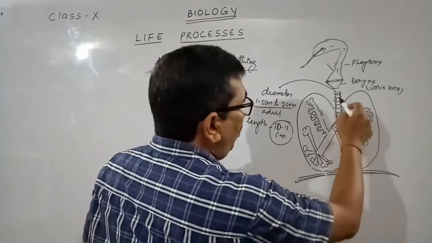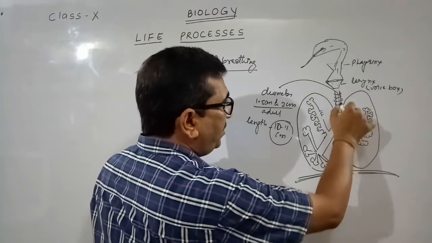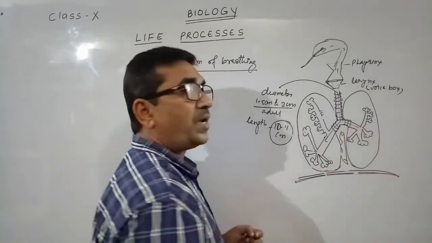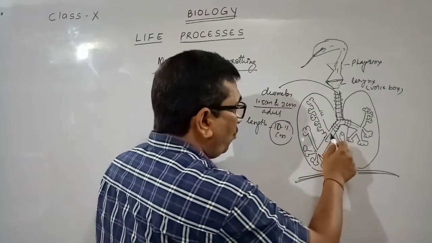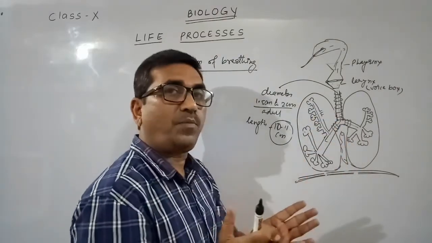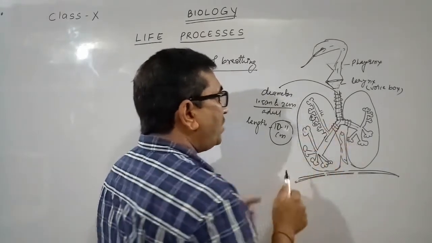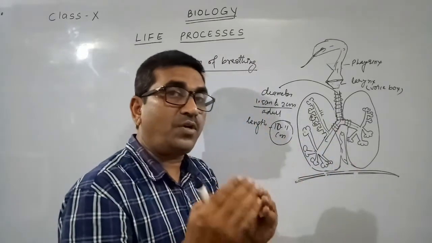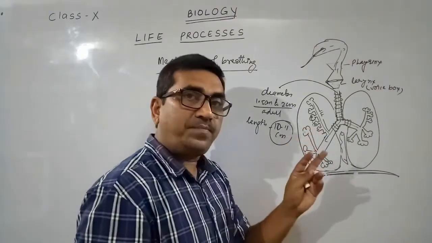Now, from this windpipe, which is 10 to 12 centimeter long, the wind crosses over the bronchi. It is a branch of the windpipe, and from the bronchi it goes to the bronchioles, the sub part of the bronchi, and it is a balloon type structure. What is a balloon type of structure? Because it increases the surface area for the diffusion of the gases. That's why it is called alveoli.